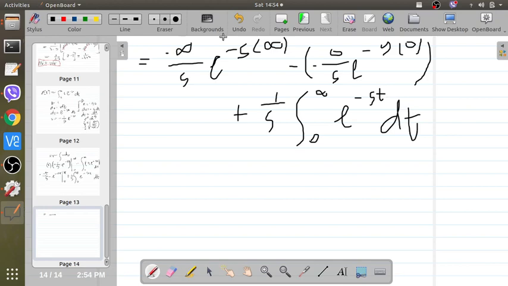So, e raised to the power of negative s times infinity is 0. 0 multiplied by any constant is just equal to 0 gihapon.